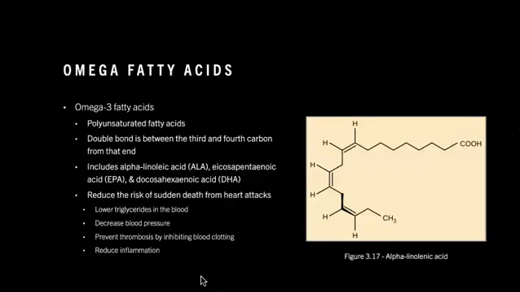The next type we have is our omega fatty acids, and this one in particular that we're looking at is an omega-3 fatty acid, and that is because we find a double bond within its third carbon. And it's nutritionally important for us because our body isn't able to make them. We can find them in things such as salmon, trout, and tuna, and they help us in the fact that it reduces the risk of sudden death from heart attacks by lowering our triglycerides in our blood, decreasing blood pressure, preventing thrombosis by inhibiting our blood clotting, and reducing inflammation. It may even help lower the risk of some cancers in animals.